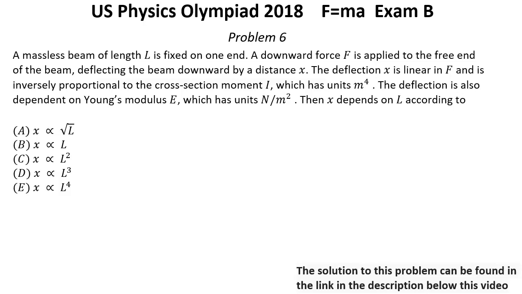Problem number 6. A massless beam of length L is fixed on one end. A downward force F is applied to the free end of the beam, deflecting the beam downward by a distance x. The deflection x is linear in F and is inversely proportional to the cross-section moment I, which has units meters to the power 4. The deflection also depends on Young's modulus E, which has units newtons per square meter. Then x depends on L according to the following.